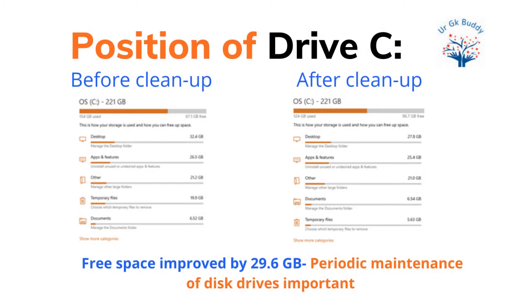Now let us see the final position of storage on the C drive of this computer. On the screen is the position of the drive before we started the space optimization exercise and the position after we completed the space optimization exercise. You can see that about 30 GB space has been freed up by now in this computer. I did this for the purpose of demonstration. There is scope for further pruning. Doing some maintenance of your system periodically is important. It will prevent sudden occurrence of major problems.